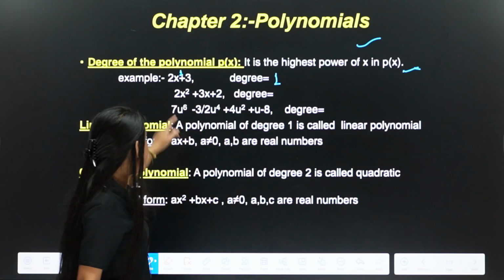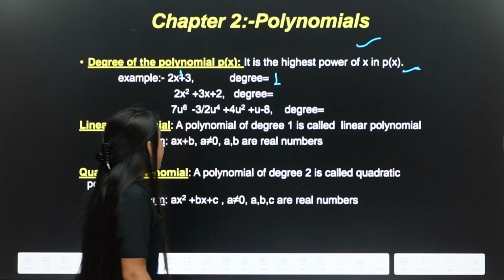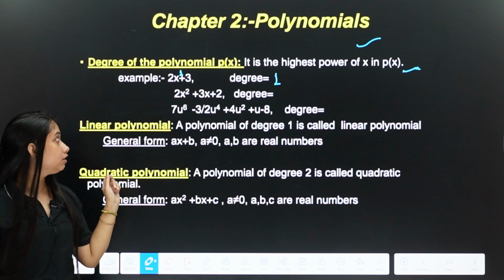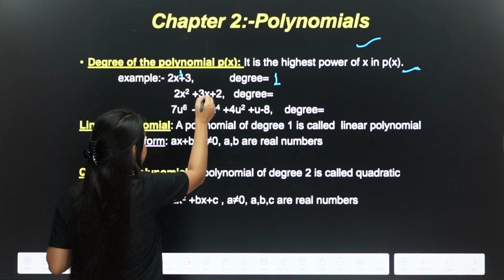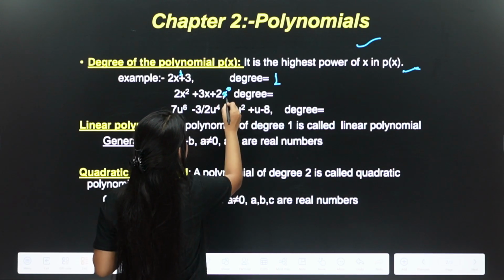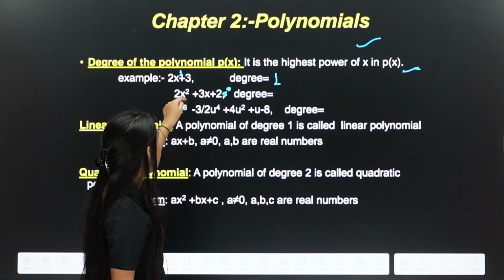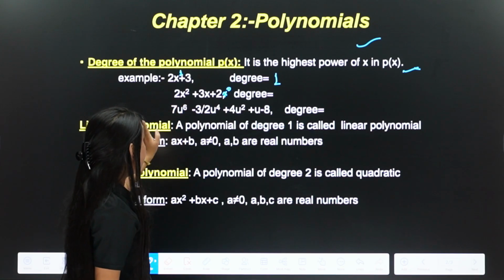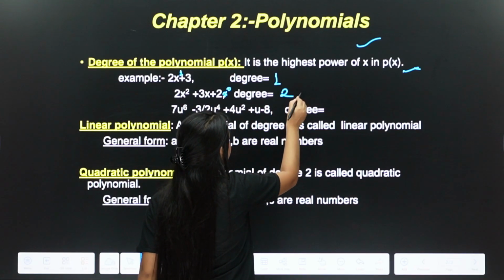Again, I have taken an example, that is 2x square plus 3x plus 2. Can you tell me what is the highest power of x here? It is 2x to the power 2 plus 3x to the power 1 plus 2, and we can write 2 as 2 times x to the power 0, that is 1. So you can see that 2 is the highest power of x, that is x square. So 2 is the degree of this polynomial.